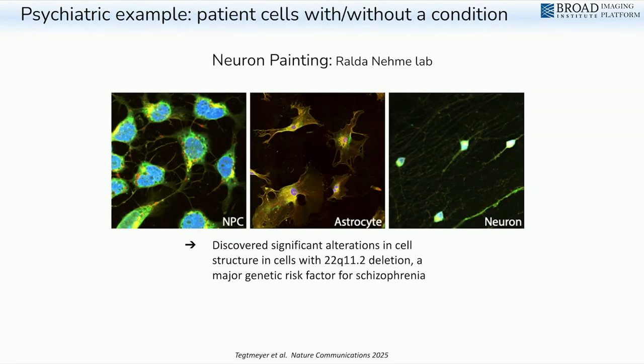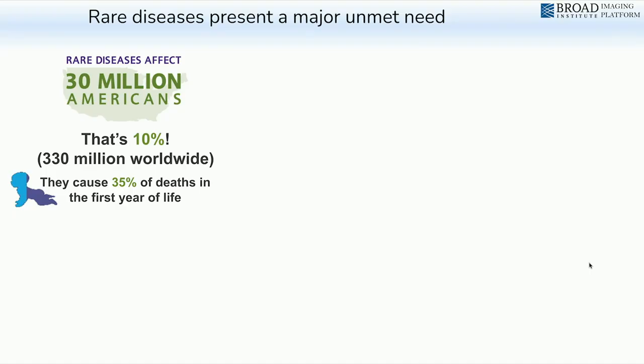With Ralda Name's lab, you heard her speak yesterday, hopefully, if you were here. She has adapted cell painting to neurons and many different types of brain cells, including astrocytes and neuroprogenitor cells, stem cells, and so on, and made all kinds of discoveries, which she described yesterday, and I'll skip here for today.